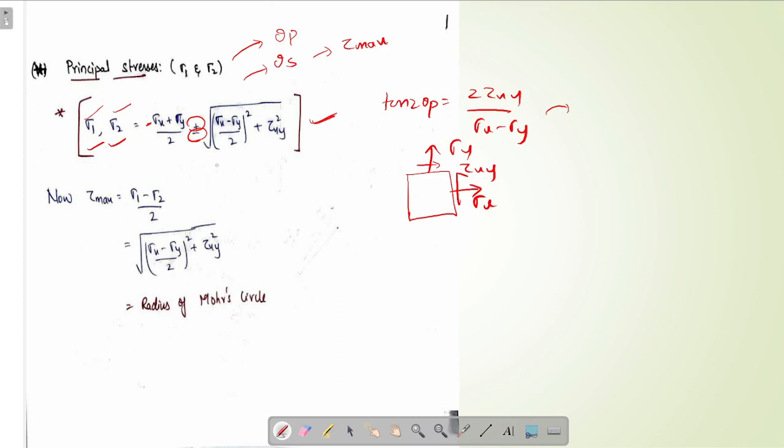Now we know that tau max is sigma 1 minus sigma 2 by 2. By substituting sigma 1 and sigma 2 with these values, we will get tau max as this formula also. This tau max is also the radius of Mohr's circle.